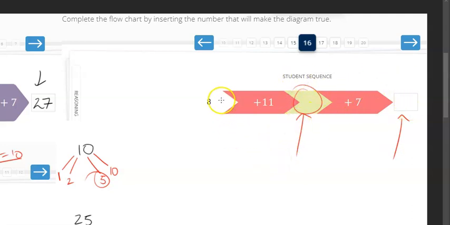So we start with 8, we're going to add 11, and then we end up with the number 19. And from 19, we're going to add 7 and end up with the number 26.